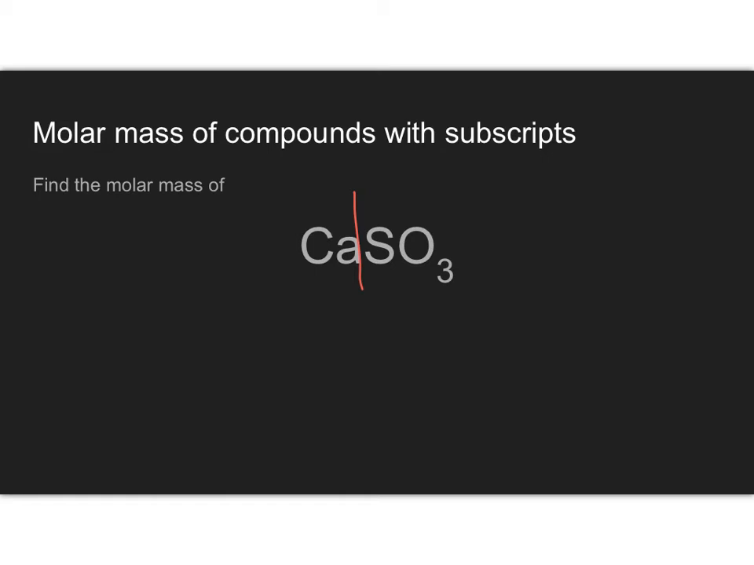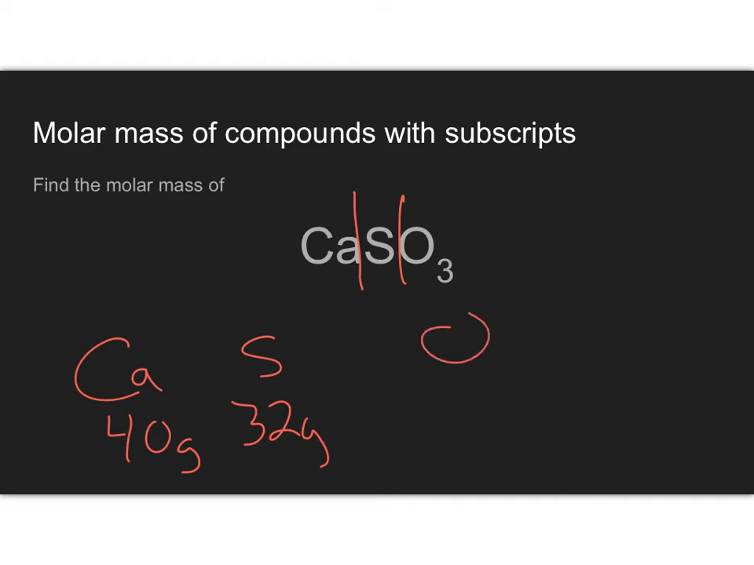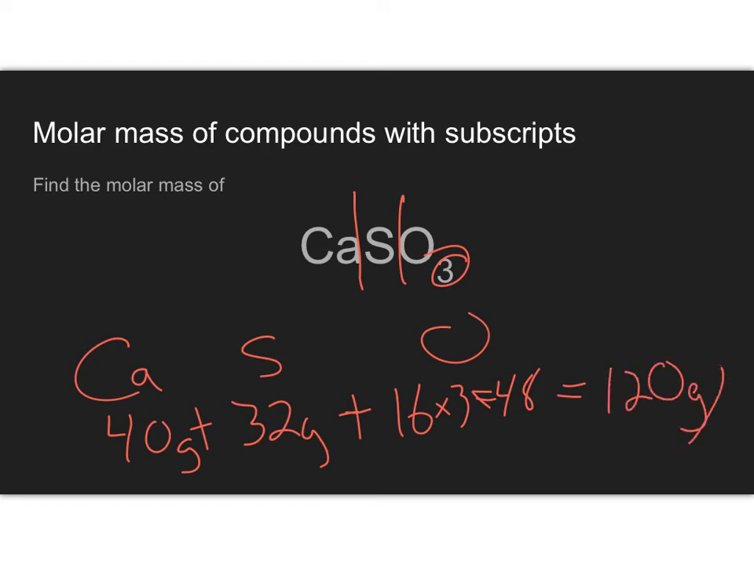Let's take a look. Calcium, sulfur, oxygen 3 times. So if we take a look at the periodic table, you'd find that calcium has a mass of 40, rounded. Sulfur has a mass of 32. These are grams, is the unit, always got to have a unit. Oxygen has a mass of 16, but because of this little 3, we multiply that times 3, which is 48. So then if you add those together, 40 plus 32 plus 48 is 120 grams, and that's per mole.